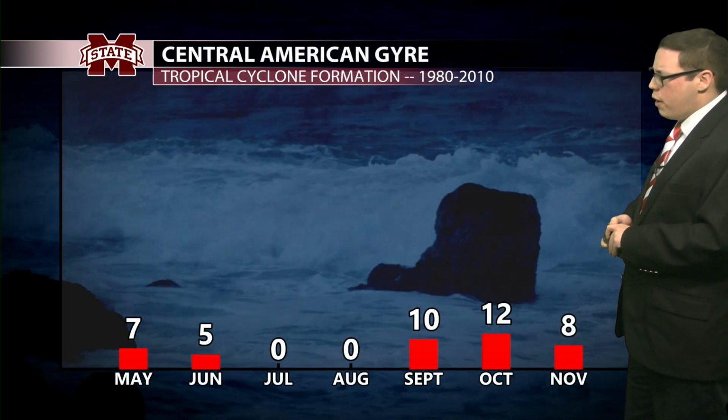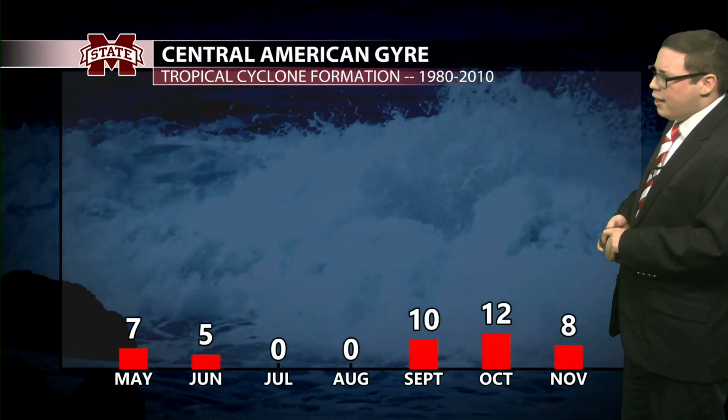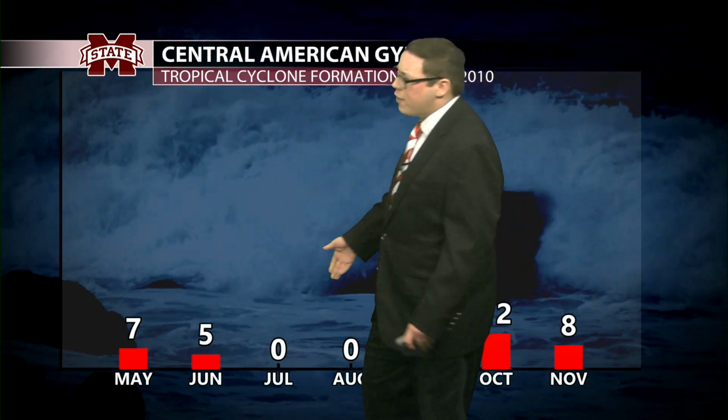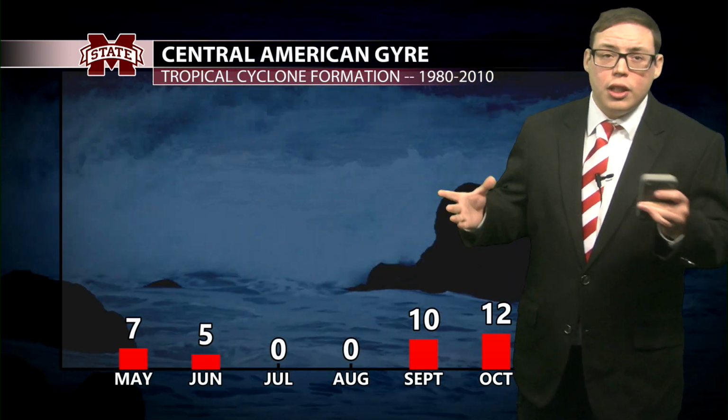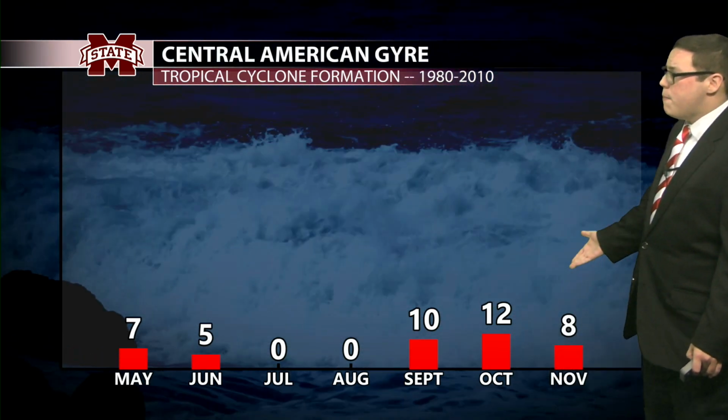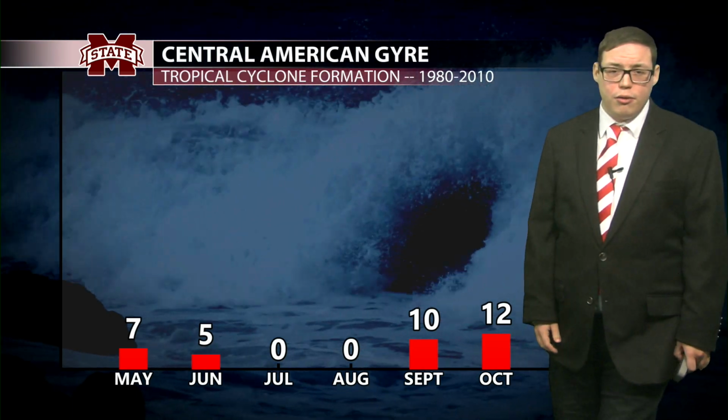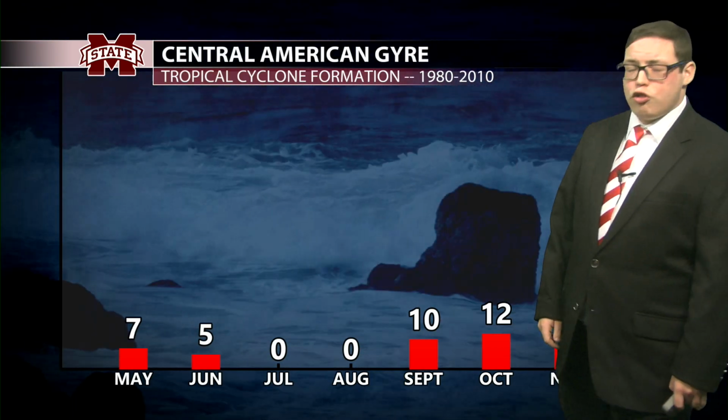Now, tropical storm formation from 1980 to 2010, we roughly get about 5 to 7 tropical cyclones that form in the Central American area between May and June. Then we take a break, and then we come back in September, and we have some more tropical cyclones that form basically off the Central American gyre.